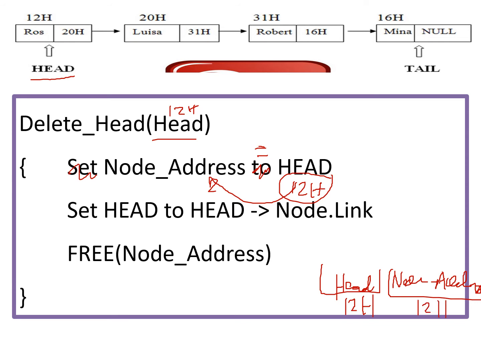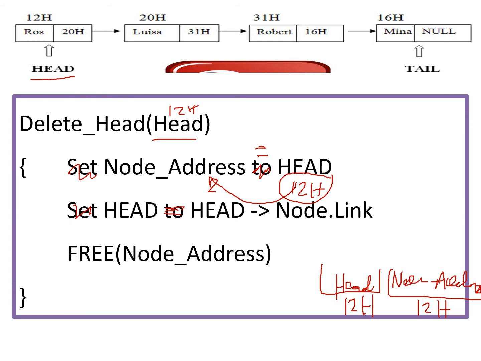Okay? Next, set head to head referencing to node.link. So, first, on the right side of the equal sign. Okay? On the right side of the equal sign, this is head referencing to node.link. So, we have to change the values for that.